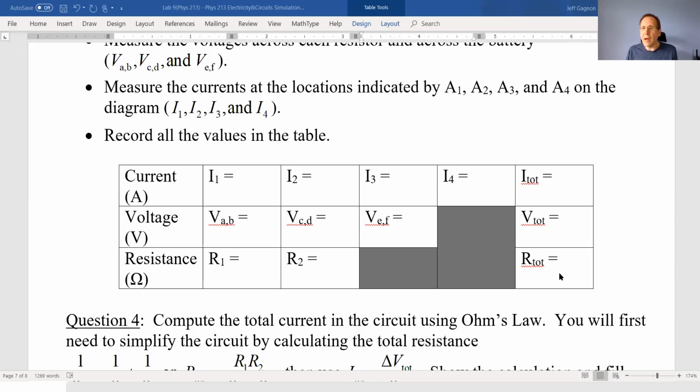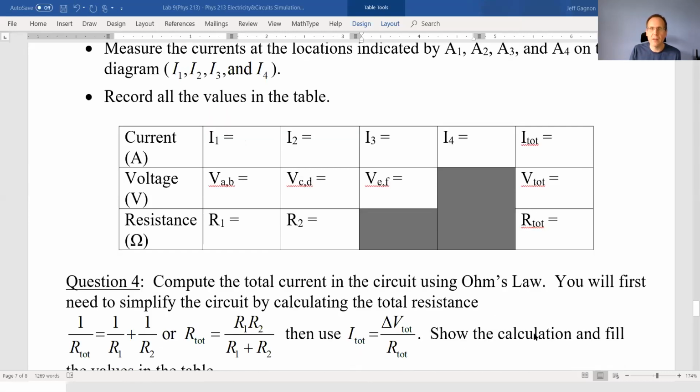R total, you have to compute. So how do I combine 2 resistors that are in parallel to get a single resistor R total? That's when you have to use that equation. You can either use 1 over R total equals 1 over R1 plus 1 over R2, or if you rearrange it, you can use R total equals R1 times R2 over R1 plus R2. So it's the product divided by the sum, and that'll give you R total. So you want to compute that.